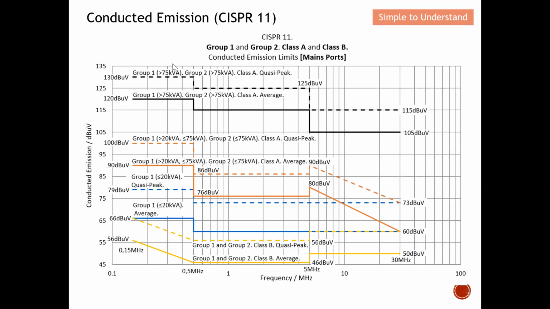Is it more than 75? Is it more than 20? If it's lower than 20, then you fall back over here. So in short, whether it's Class A or Class B, firstly look at the class, then look at the power, and then you decide which limit line is best to use. So this is for CISPR 11.